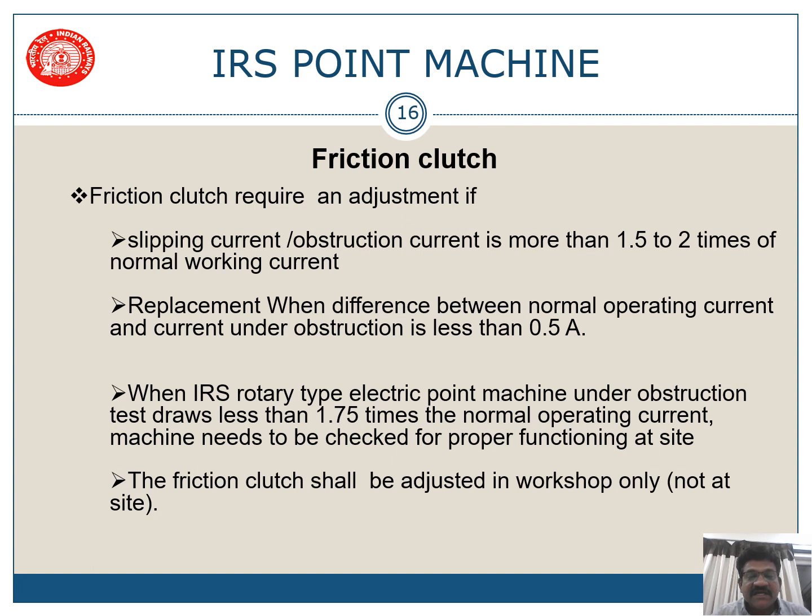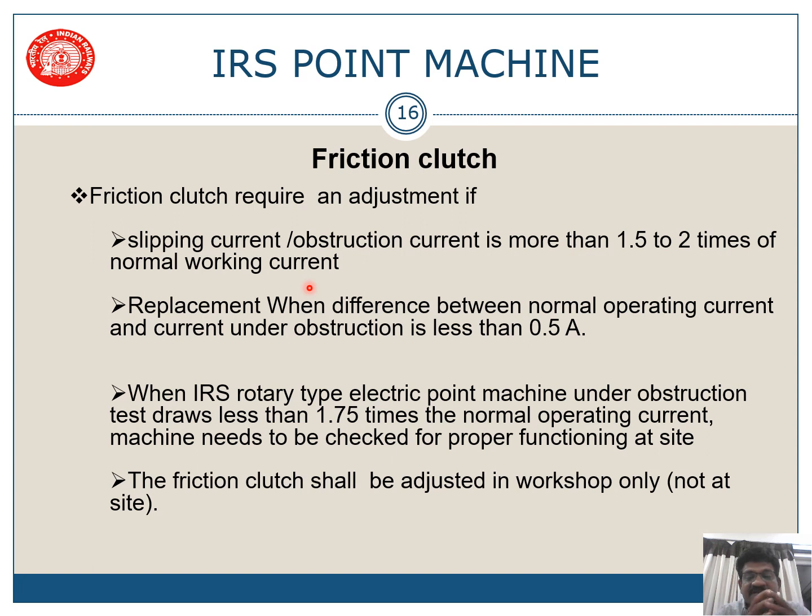When friction clutch adjustment is to be done, the friction clutch requires an adjustment if the slipping current or obstruction current is more than 1.5 to 2 times the normal working current. Let us say the normal working current is 2 amps. Then generally you have to replace the friction clutch, not even adjust.